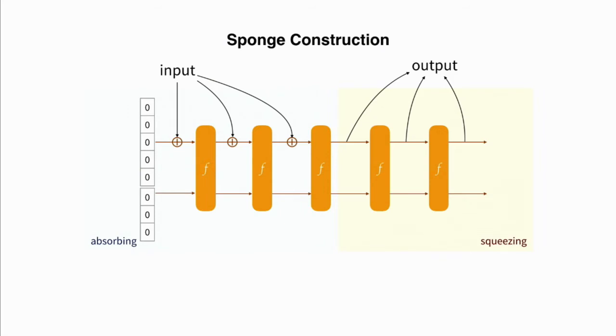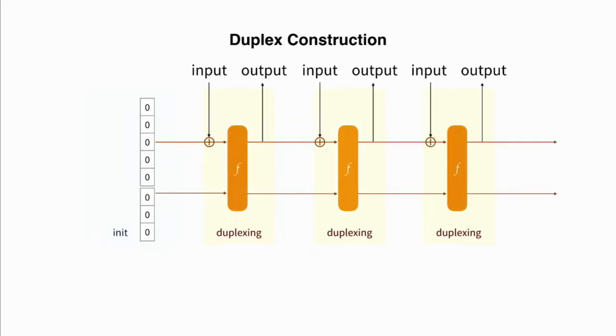Is that possible? Well, the Keccak team said yes, it's possible, and they came up with a new construction called a duplex construction. And basically that's what happens here. You absorb your input, you squeeze, you absorb, you squeeze, you absorb, you squeeze. All right, that's interesting. What can we do with that? Can we do anything useful with this?